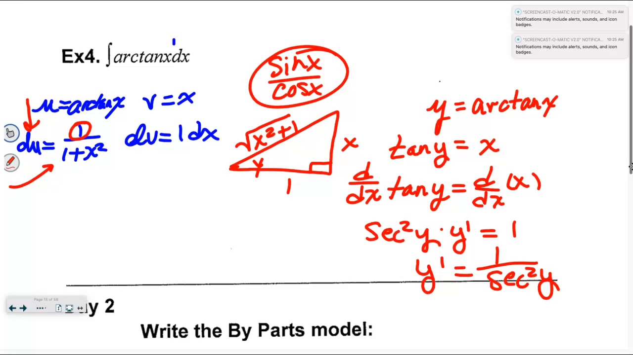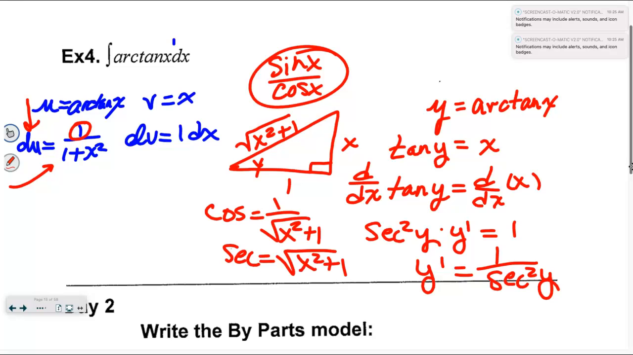Now, secant is the reciprocal of which function? Cosine, correct? The cosine of this is adjacent over hypotenuse. So the secant would have to have been hypotenuse over adjacent. Would you agree? And I just square it.